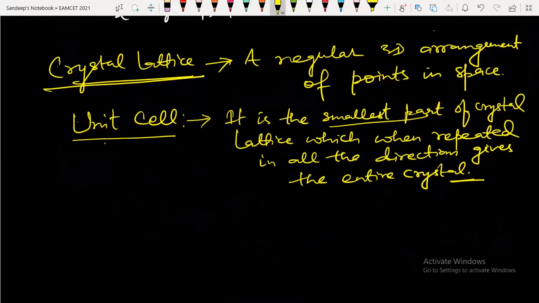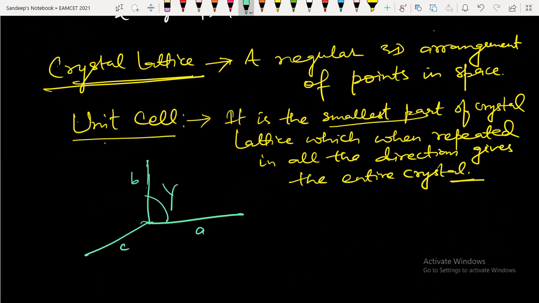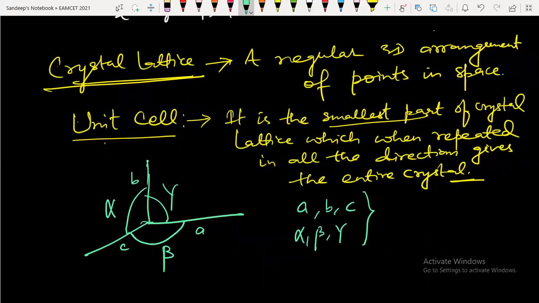If you see a unit cell, edge lengths are a, b, c, edge angles are alpha, beta, gamma. So a, b, c edge length, alpha, beta, gamma, these are called unit cell parameters. You need to remember this.